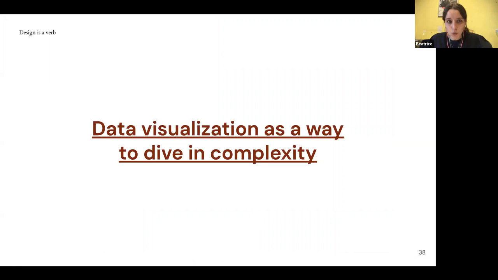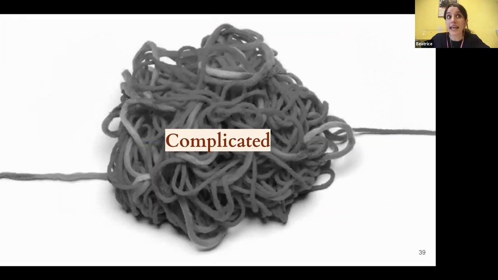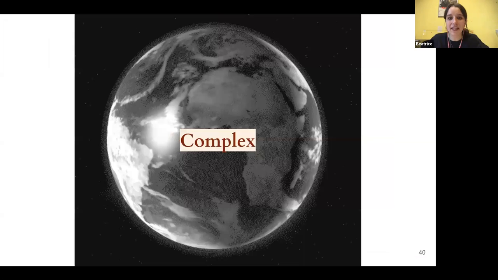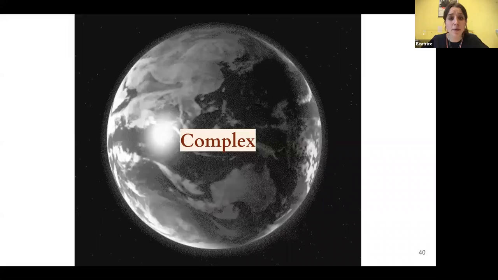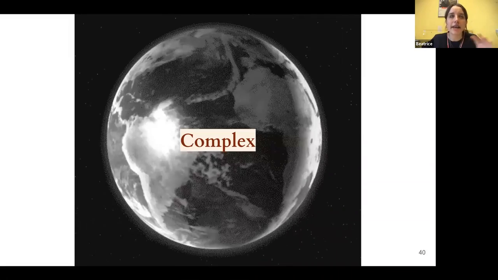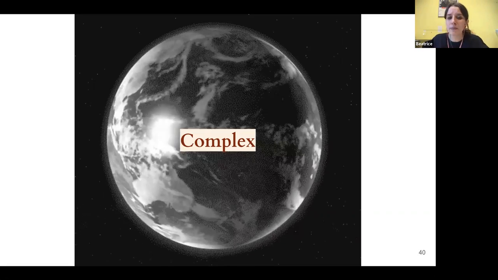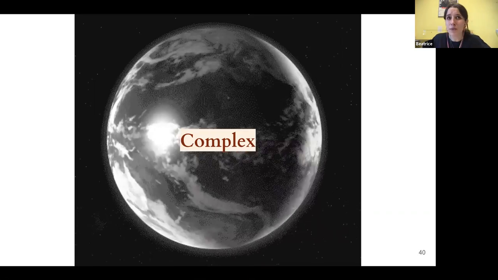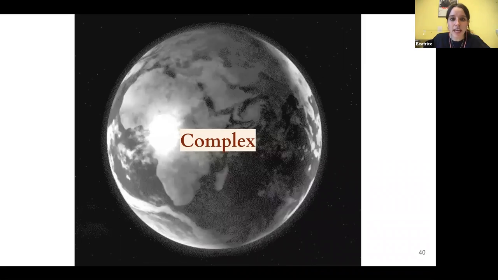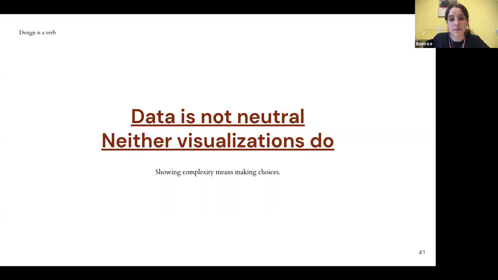Because when we think of data visualization, we have to think of something that helps us in dealing with complexity. So complexity is not something complicated, not something that we have to untangle, but something that we have to understand from a deeper view, or maybe from far away, something whose mechanisms are hidden or are too small or too big. But what is important in this representation and study of complexity that you always face while working with data coming from the web, multidimensional data, pictures, whatever, is that every time, showing complexity means making choices. And we have to take into consideration that data is not neutral, and neither is visualization.